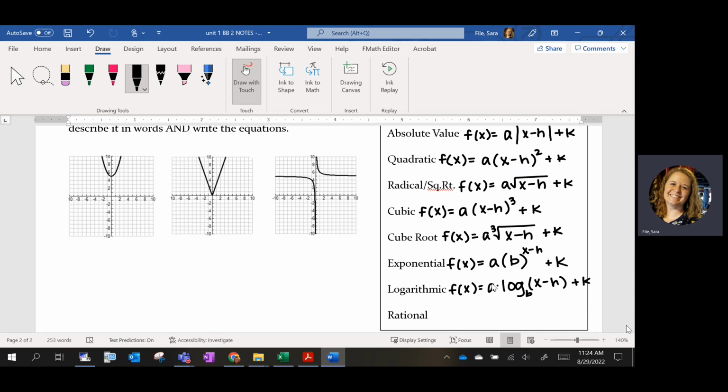But the a is not inside the function. It's outside the function. The a is always multiplied outside the function because it's affecting the graph vertically. So the a and the k are considered outside the function, so they are changing the y value. The only thing inside these functions that we're looking at is the h, the horizontal shift. It affects it horizontally.